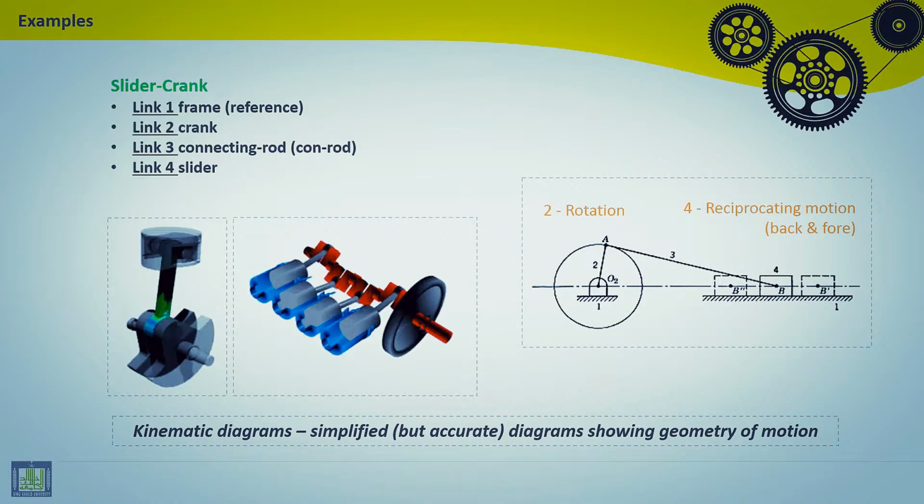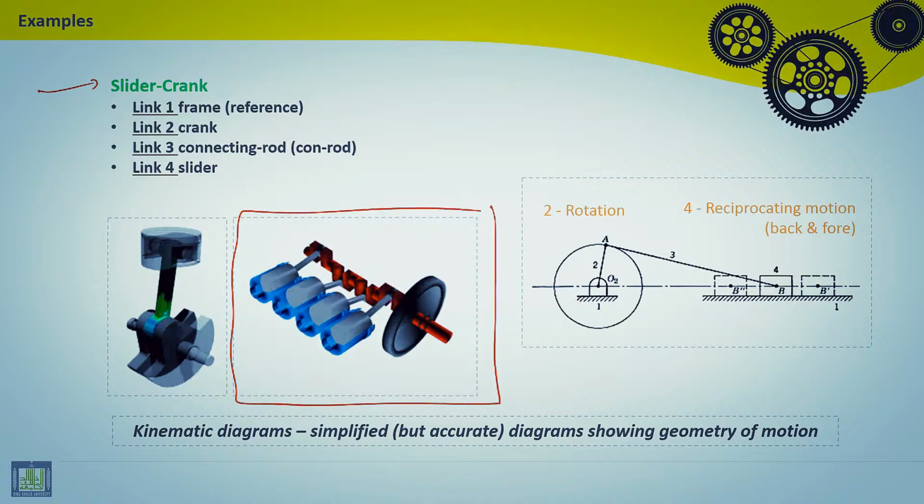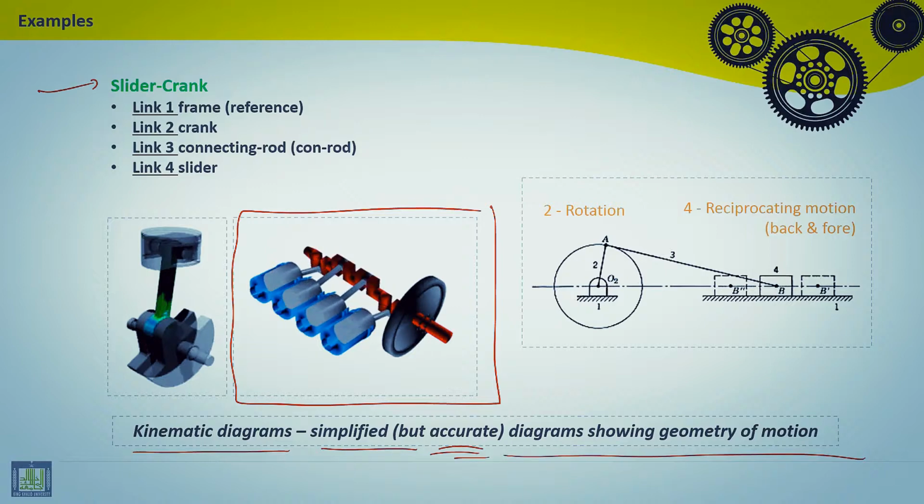Another example, the slider crank. It is the mechanism used in car engines. Okay. Also here the kinematic diagrams are simplified, accurate, and showing the geometry of motion. Here we have the ground. Okay. Part number 1 or link number 1. It is the ground, it is the cylinder here. Okay, or the cylinder here, it is the ground.